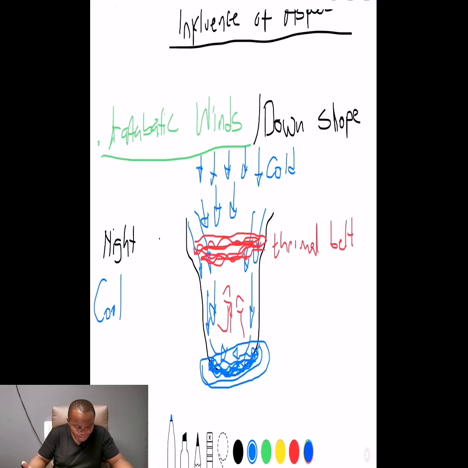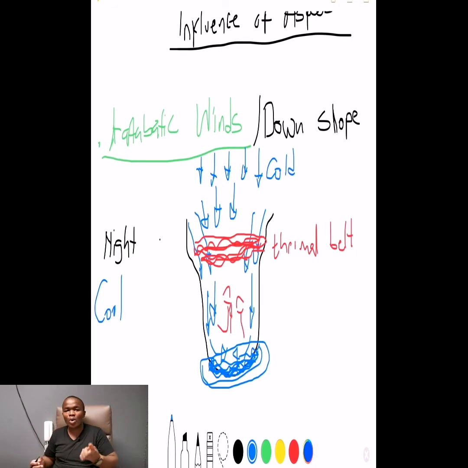Again, what is going to happen on the valley floor? We are speaking about the influence of katabatic winds. On the valley floor, the soil is being kept moist by the frost, because in the morning, what is happening? The sunlight comes in, and then again, what is going to happen? The frost is going to melt.